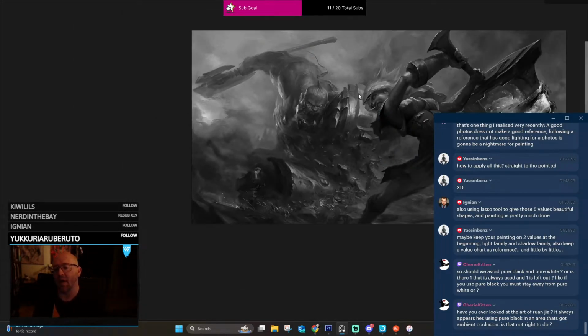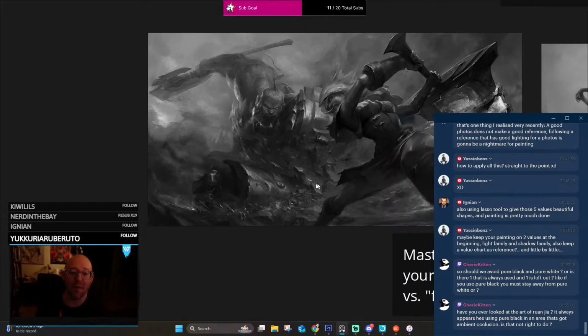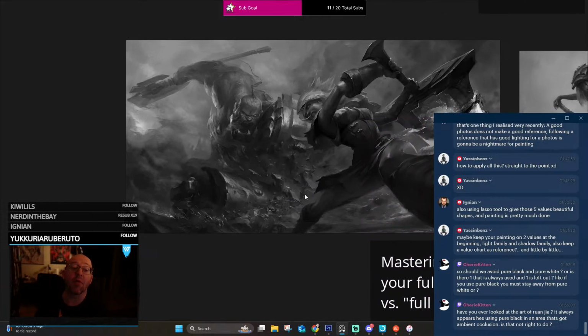So yes, that's got ambient occlusion. Is that not right to do? You can. Ranjau does it. He has quite a great successful career, so far be it from me to, but yeah. But there's a reason why. It's not that he uses pure black or pure white and it's the wrong or right thing to do. Just ask yourself, why did they do it? Why is pure black the right call there? You know what I mean?